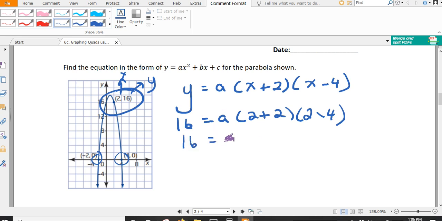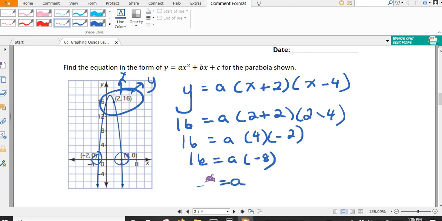So 16 equals a. 2 plus 2 is 4. 2 minus 4 is negative 2. And 16 equals a times 4 times negative 2, which is negative 8. Divide both sides by negative 8, and a will give me negative 2.